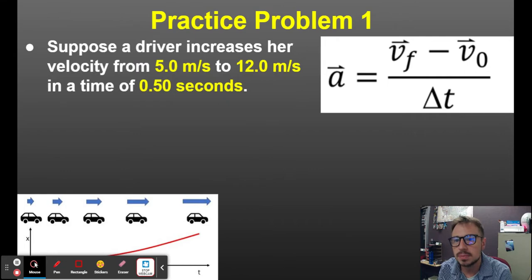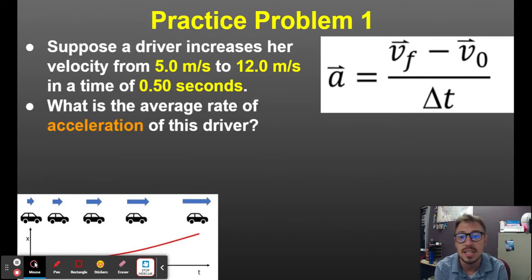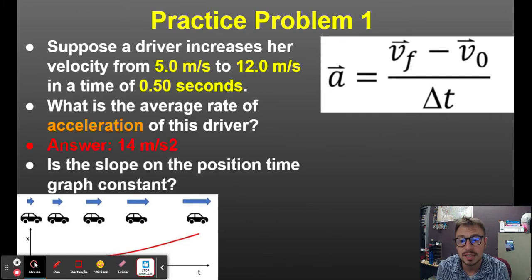So let's get some practice problems. Suppose a driver increases her velocity from 5 meters per second to 12 meters per second in a time of half a second. If we look at that final velocity, think about telling a story. At the end of the time interval, that driver is going 12 meters per second. At the initial velocity, at the beginning of this time interval, that driver was going 5 meters per second. Now the time interval is 0.5 seconds. I plug everything in and I get 14 meters per second squared.